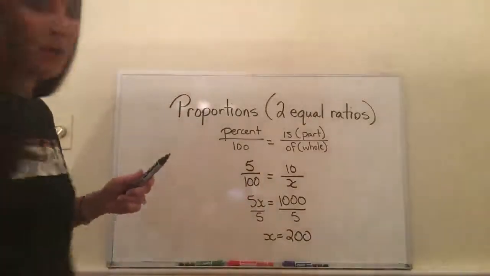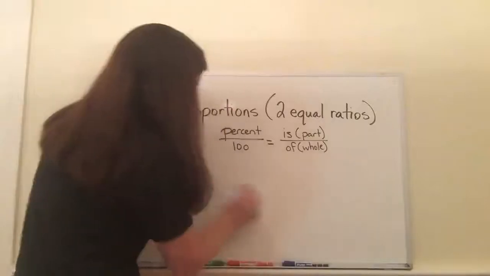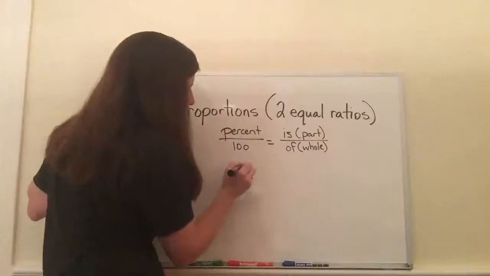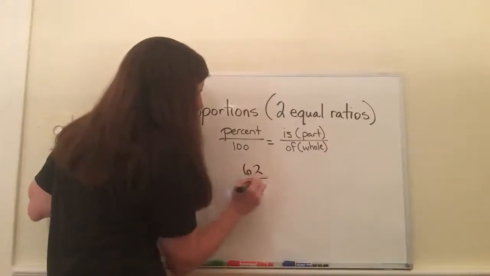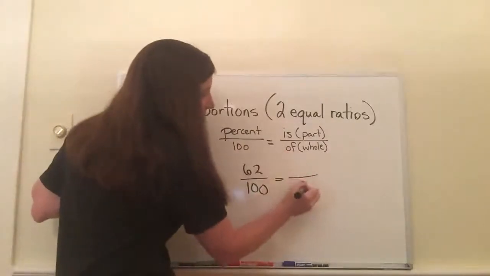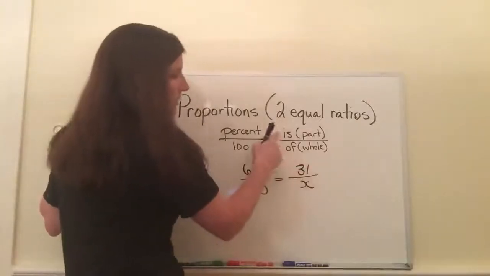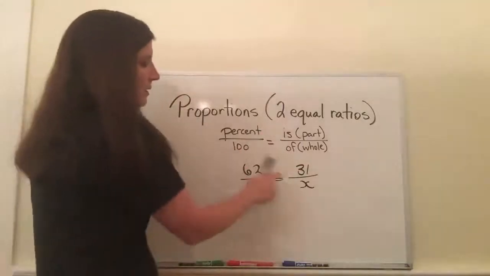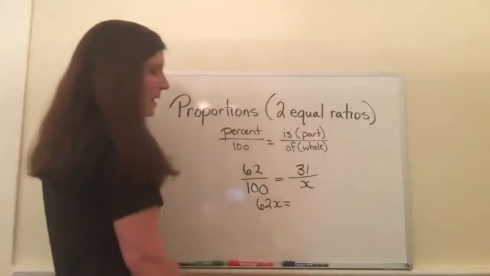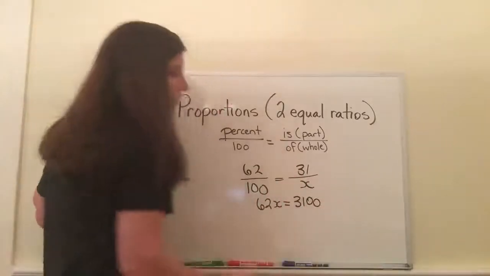Okay, my next problem says 62% of what number is 31? So 62% of what number is 31? So is my numerator again. Cross multiply, 62 times x equals 62x. 100 times 31 is 3,100.